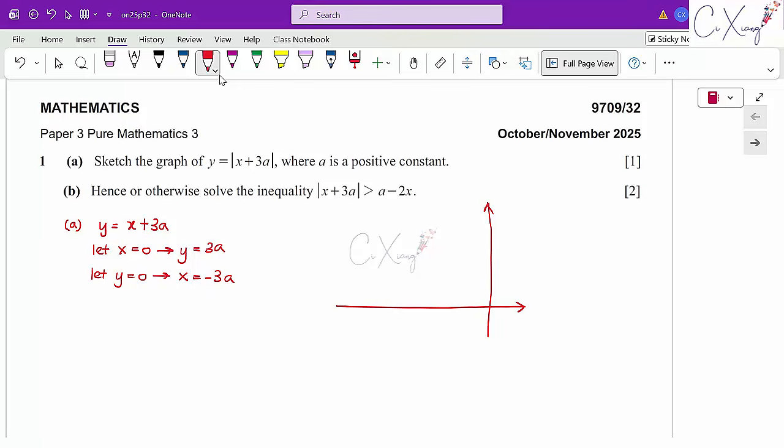Okay, so you can make your axes, then measure your diagram with a proper ratio. So for me, I will treat the 3a as 3 units. So this is my 3a. Then the same thing for the x-axis here, I'm also having 3 units for negative 3a. So the original graph should look something like this. You have to sketch the graph passing through these 2 points. So this is the original graph.